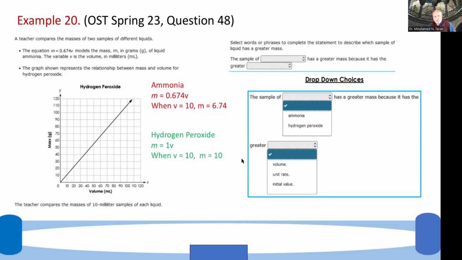So obviously now this one is larger than this. This one is larger than this, the mass, for the same amount of volume. So the sample of hydrogen peroxide has a greater mass, it's 10 here, 6 here, for the volume of 10. So look here, the unit rate is 1. Here, the unit rate is 0.674 because it has a greater unit rate.